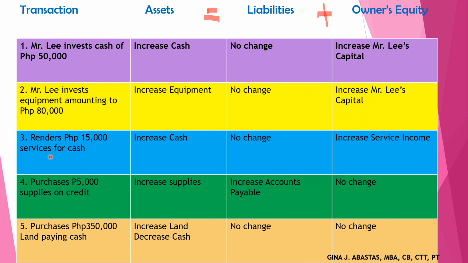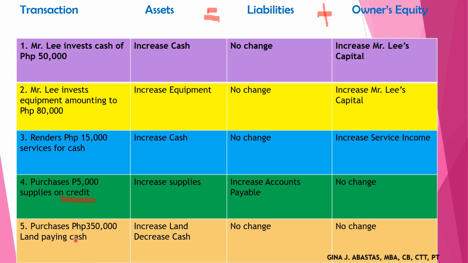Next transaction, renders 15,000 services for cash. So the business earns cash by rendering services. There is an increase in assets for the cash collected and increase in capital as revenue. Okay, so no changes for liabilities. Next, purchases 5,000 supplies on credit. Okay, remember this one. When it says on credit, it's a liability. So it is purchase on account. So supplies increases the assets of the business, liabilities correspondingly increase as the supplies were bought on credit. And for capital, there is no change.